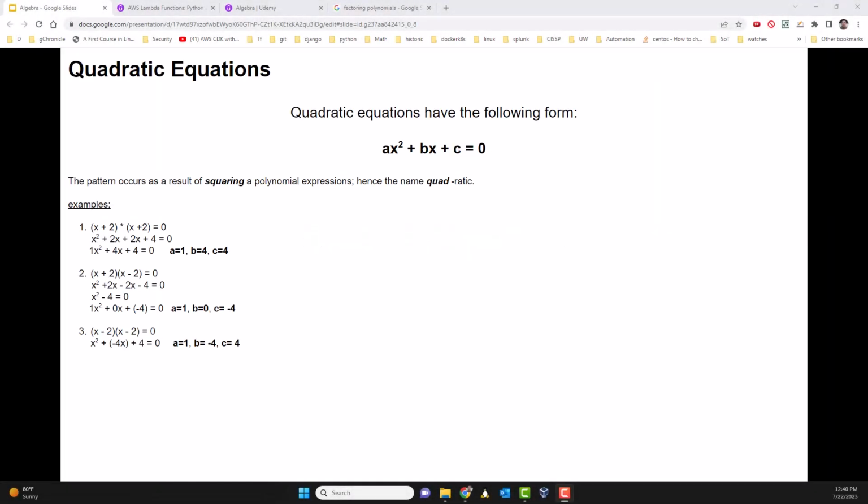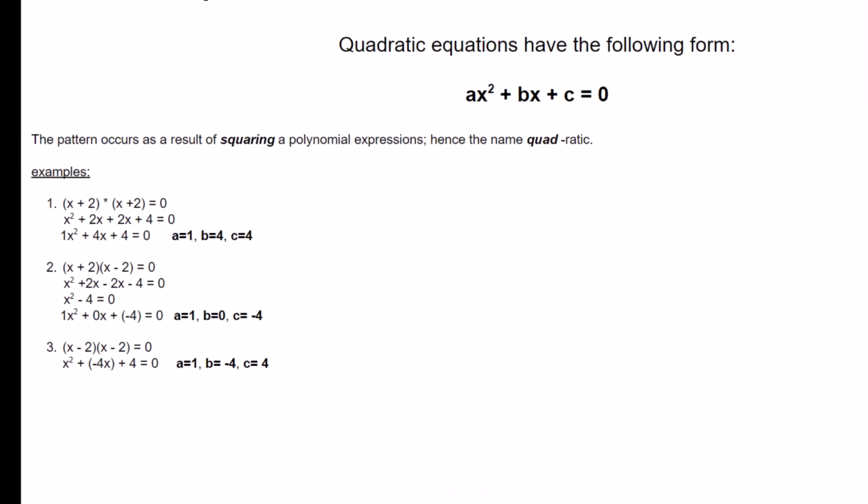Quadratic equations. Let's put a formal definition to them. Quadratic equations have the following form: a times x squared plus b times x plus c is equal to 0. They're called quadratic equations because a pattern occurs as a result of squaring a polynomial expression. Let's look at some examples.